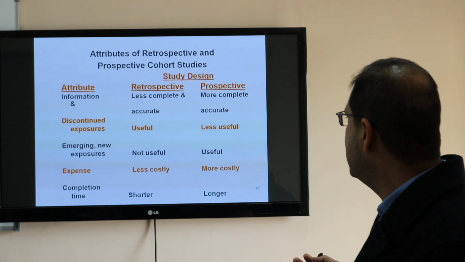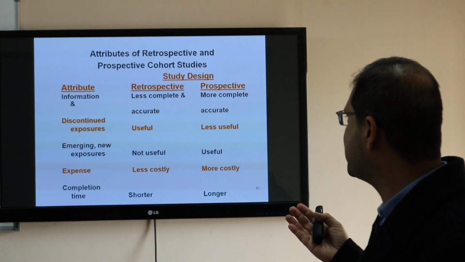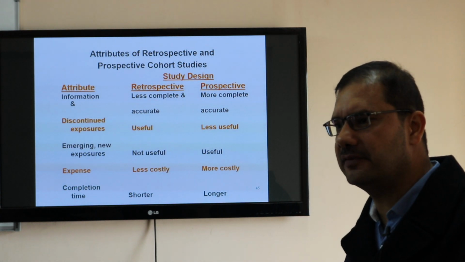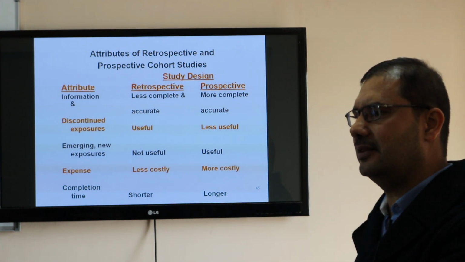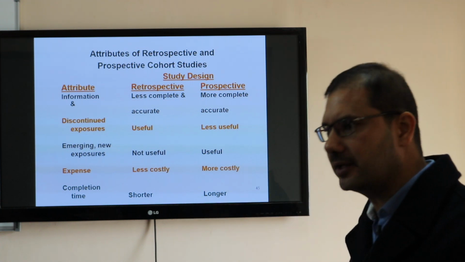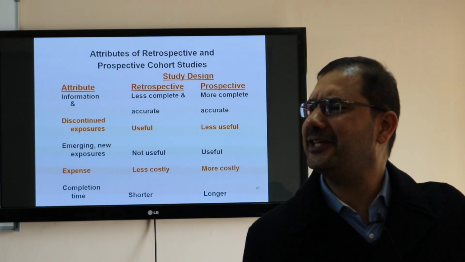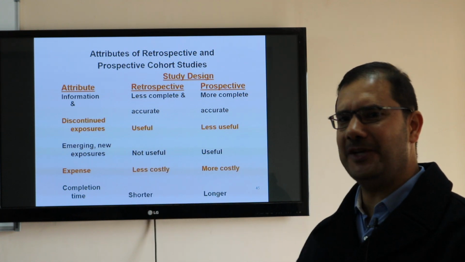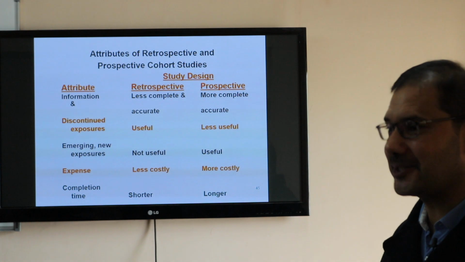Discontinuing exposure: which one is at higher risk of discontinuation, prospective or retrospective? Prospective is at high risk because you will lose the exposure. Something happened and this patient is no longer exposed to smoking, quit smoking. While in the retrospective, this patient was already exposed to smoking for 20 years. But in the prospective, this patient quit smoking, so this patient lost the exposure.